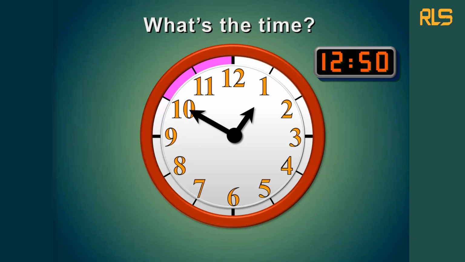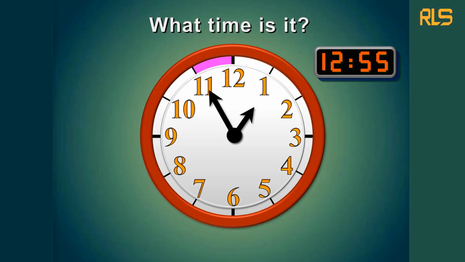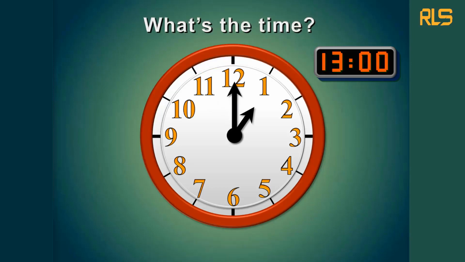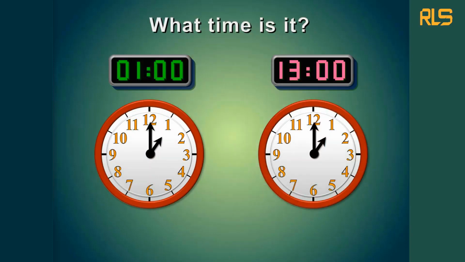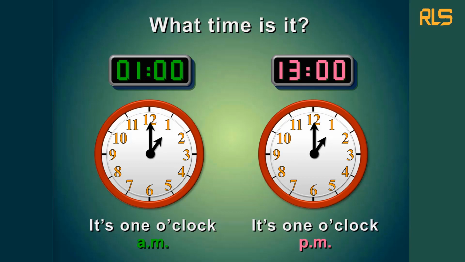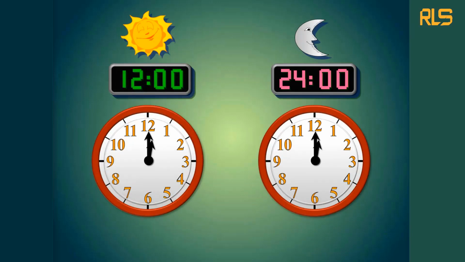What's the time? It's 10 to 1. What time is it? It's 5 to 1. What's the time? It's 1 o'clock. What time is it? It's 1 o'clock a.m. It's 1 o'clock p.m. Noon. Midnight.